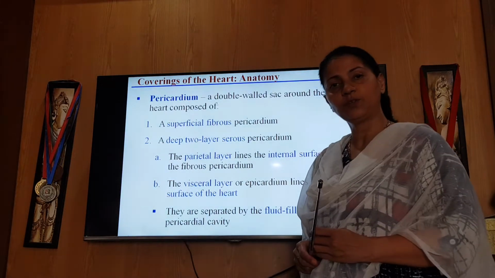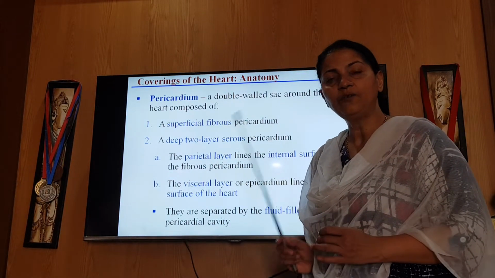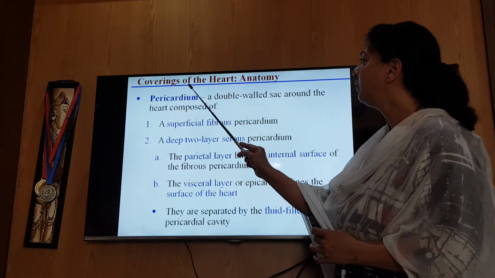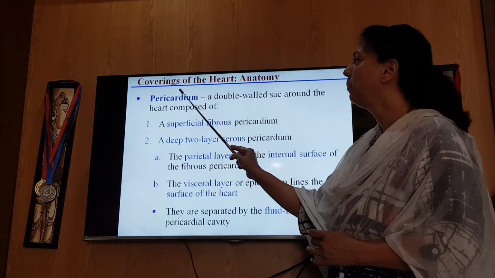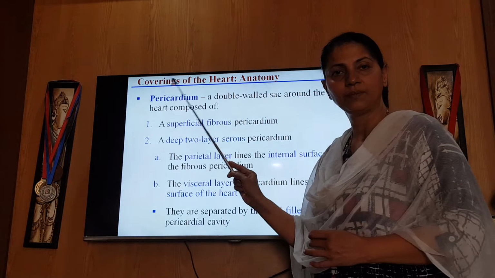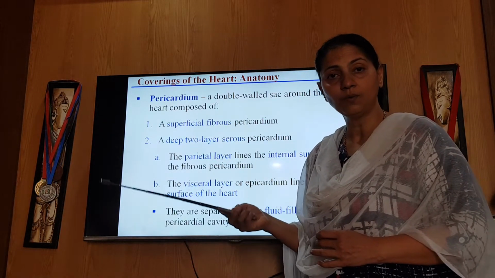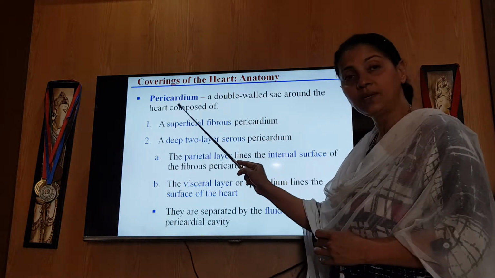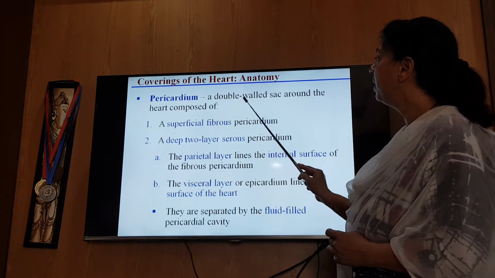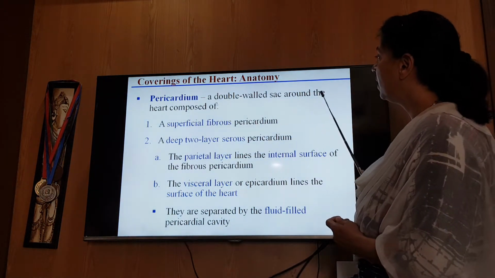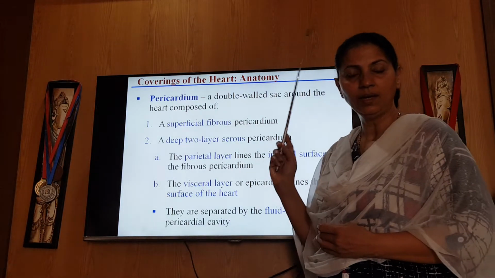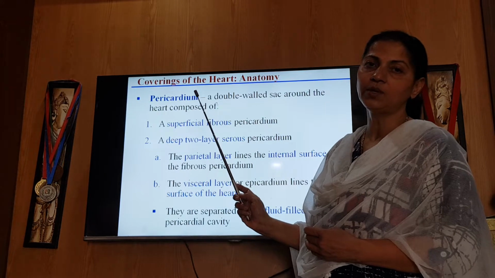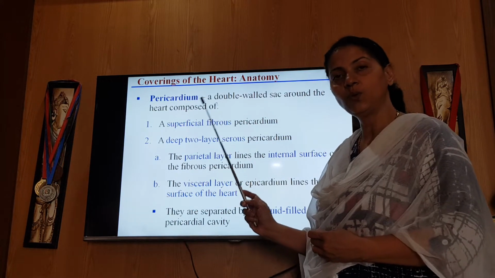Now, first of all, like every organ, the heart also needs a covering. So the covering of the heart is called the pericardium. Peri means all around. Cardium means the heart. So pericardium. What is the pericardium? It is a double walled sac around the heart. Okay? The pleura was also double layered. The pericardium is also double layered. So it has two layers.